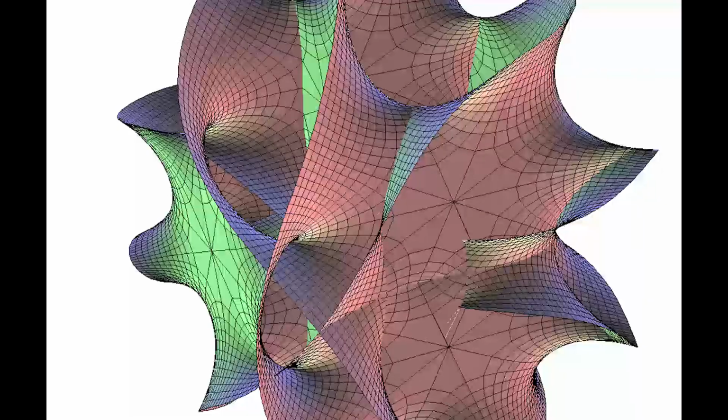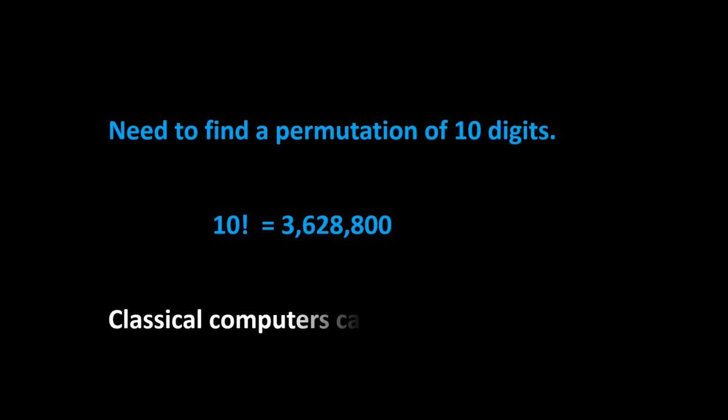Not all, by the way. For example, let's say we need to find a permutation of 10 digits. Classical computers will check those 10 factorial or over 3.6 million cases one by one. Let's assume each check takes 1 second. So in the worst case, classical computers will take around 42 days.